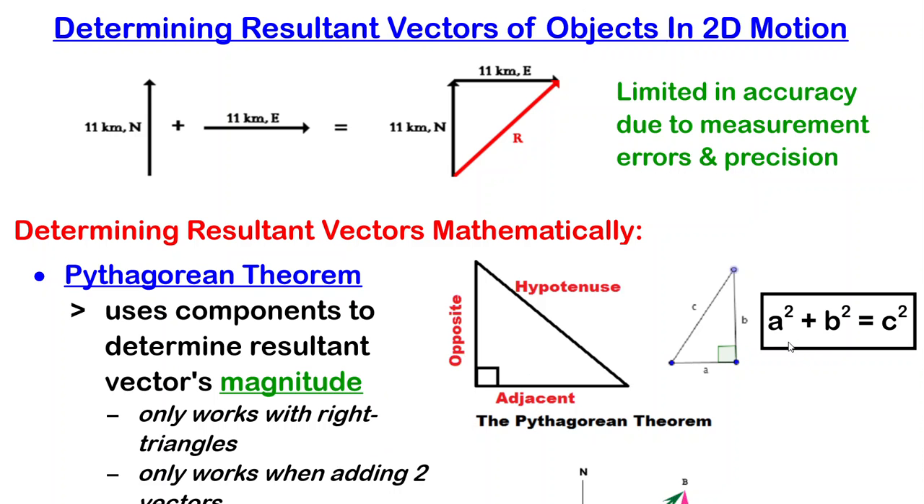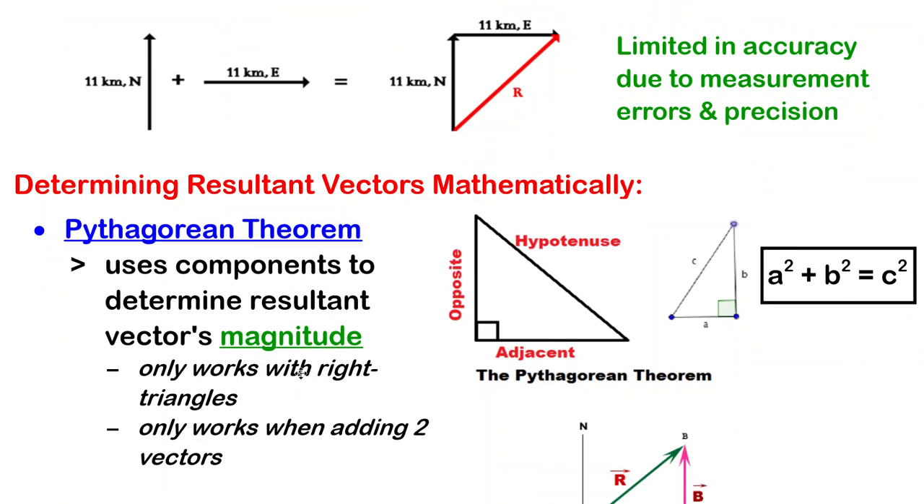I will remind you that the Pythagorean theorem tells us that a squared, one side, plus b squared, the other side, is equal to the hypotenuse squared as well. And so we can use this formula if we know two sides, the adjacent and opposite sides of the triangle, which in this case we do. We know that they're both 11, so we could solve for the magnitude of this hypotenuse. A few things to remember.